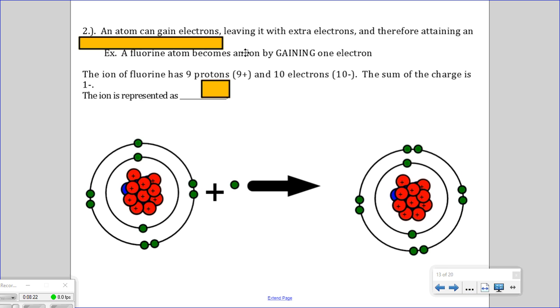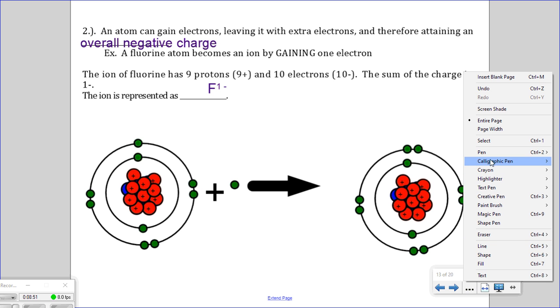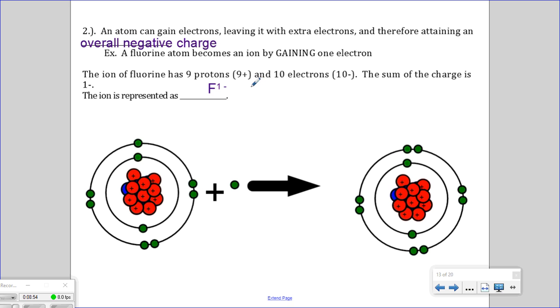An atom can also gain electrons, leaving it with extra electrons, and therefore attaining an overall negative charge. A fluorine atom becomes an ion by gaining 1 electron. The fluorine ion has 9 protons and 10 electrons. The sum of the charge is -1 when you add together the positive charges of the protons and the negative charges of the electrons. The ion is represented as F1-, or, as we did with lithium, it can just be F-. Just note that the charge, again, is in the upper right corner. So that notation is very important.